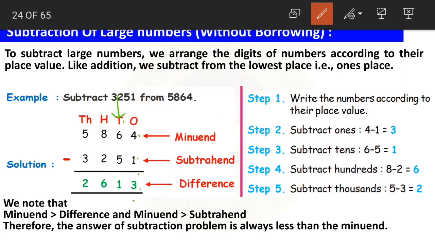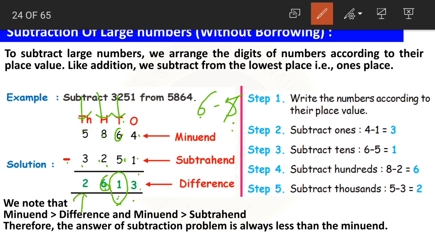Now moving to the tens place. 6 minus 5. What is 6 minus 5? Again, open 6 fingers and close 5 fingers. What will we be left with? We will be left with 1. 6 minus 5 is equal to 1. Now in the hundreds place, 8 minus 2 is equal to 6. Now coming to the thousands place, 5 minus 3 is equal to 2.